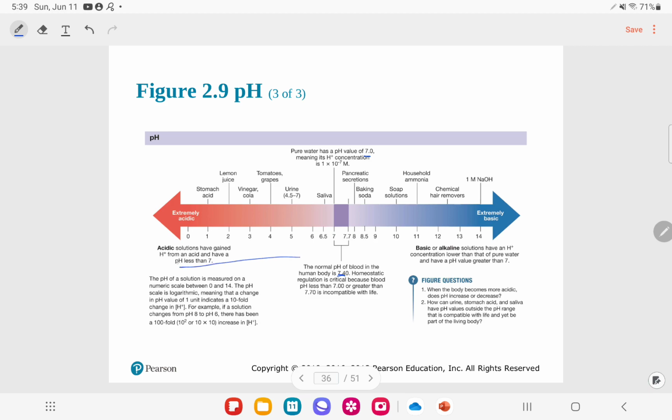As we go down the pH scale, which means more hydrogen ions: urine, tomatoes, grapes, vinegar, lemon juice, stomach acid. These are going to be acidic species. Pancreatic solutions are a little bit more basic, and baking soda is a little bit more basic. Soap, ammonia, chemical hair removers, and of course sodium hydroxide are going to be basic or alkaline solutions that have hydrogen ion concentrations lower than that of pure water, okay?